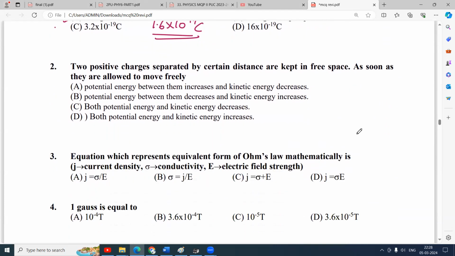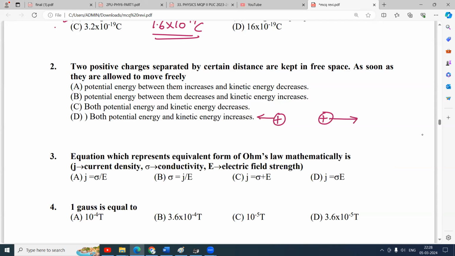Okay. Second one, two positive charges are separated by a certain distance and are kept in free space. So they are separated. There should be a potential energy between them. As soon as they are allowed to move freely, definitely they will repel and they will move away.